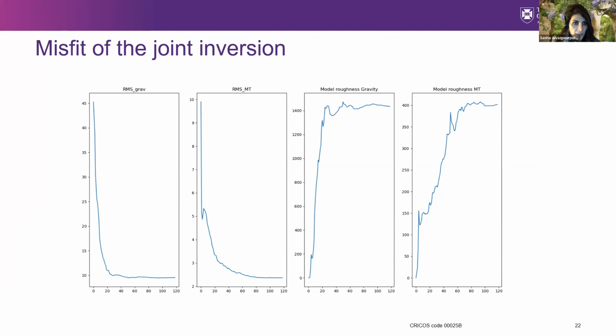With the gravity it was about 9 something, and with the MT, at the end, it was 2.34, which was pretty good. And the roughness has increased for both of them, but it kind of plateaued after some point, which is good, because it started to produce the structures that we want, but it didn't make it super rough, which is good.